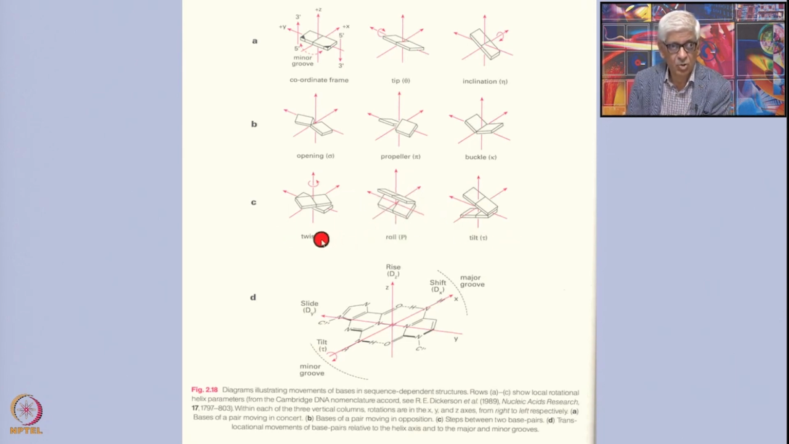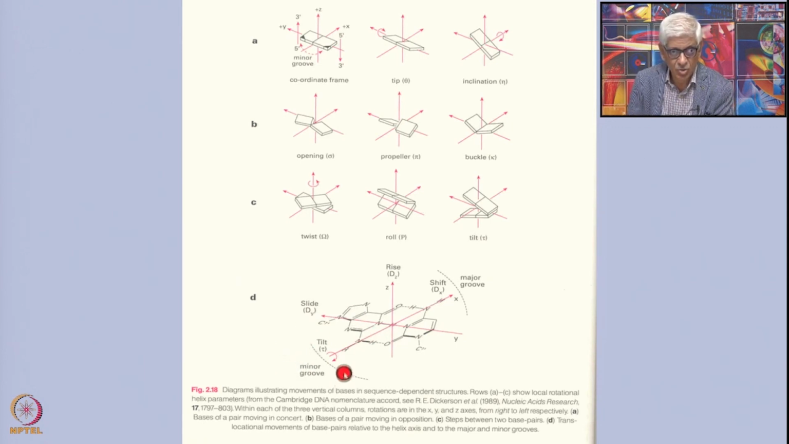So, one of them you call the twist, this is called the roll, this is called the tilt, and similarly here you call them opening, and this is the propeller, and this is the buckle. So, here also inclination, these ones are called tip, this is inclination, and this is the coordinate frame in the same, indicating the coordinate frame, and all of those are described here in a little more explicit manner. So, you have the summary.